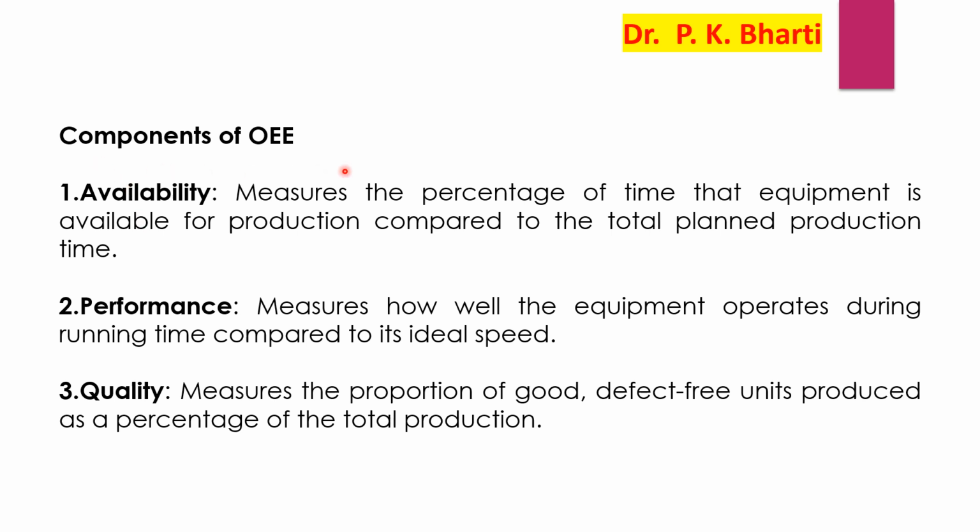As we have seen in the OEE relation, there are three components of OEE: availability, performance, and quality. Let us first see what is availability. It measures the percentage of time that equipment is available for production compared to the planned production time. While performance measures how well the equipment operates during running time compared to its ideal speed. And the quality measures the proportion of good, defect-free units produced as a percentage of the total production.